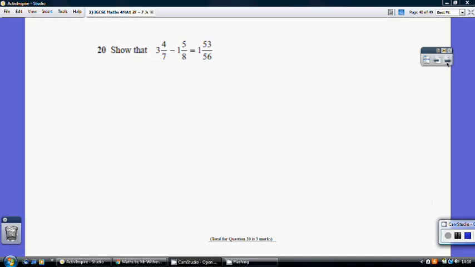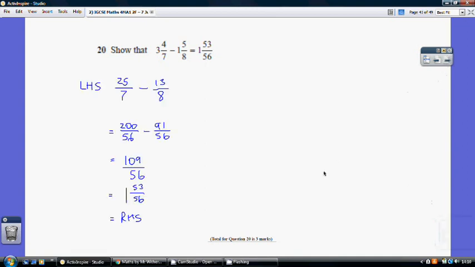Question 20. So when you're going to show that question like this, you really want to take your left hand side and follow through on the maths and just make sure you end up getting what's on the right hand side. So that's what I'm going to do. Starting off with the left hand side, first things first, turn both of these mixed numbers into top heavy fractions. So 3 sevens are 21, add the 4, 25. So 3 and 4 sevenths is 25 over 7.